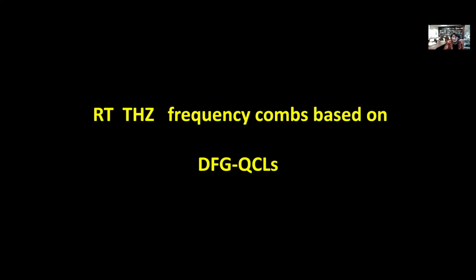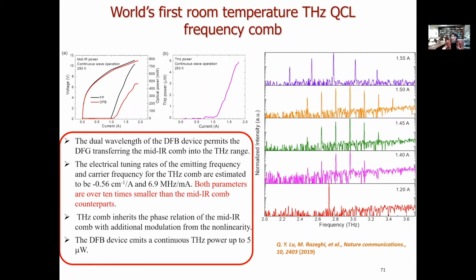Again, we tried the frequency comb. We demonstrated high power, excellent performance quantum cascade frequency combs from 3-4 microns up to 10-11 microns. But that is the world's first room temperature terahertz QCL frequency comb that we just published in Nature Communications, and it became a highlight at the same time of Nature Photonics.